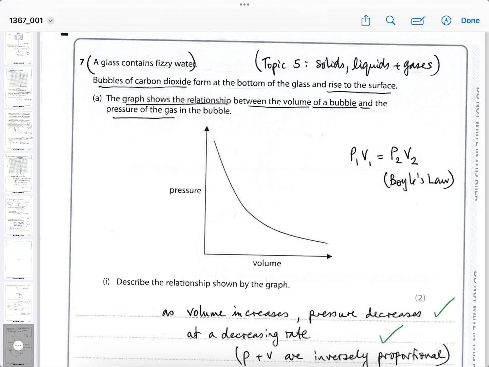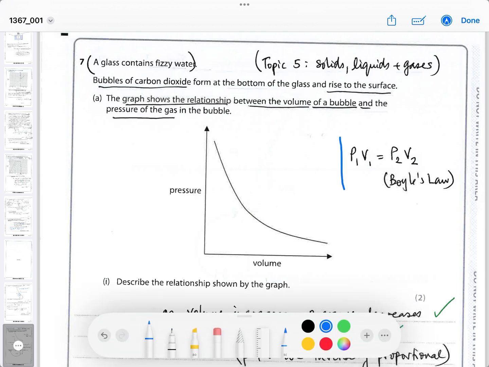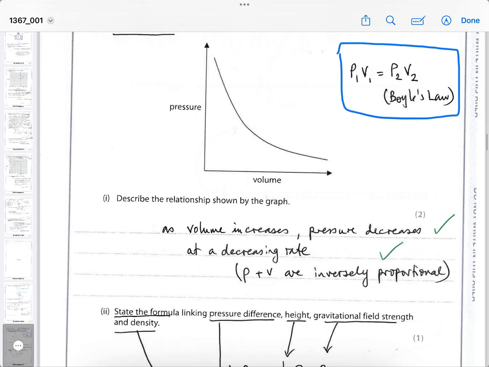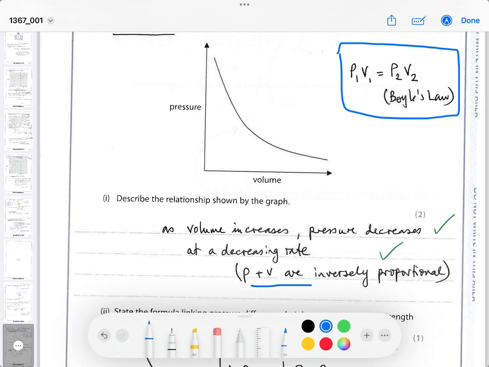The graph shows a relationship between pressure and volume, where this is Boyle's law. Yeah, and Boyle's law is P1V1 equals P2V2. My students have done this graph, they've done the experiment, they've measured the pressure against the volume, they know they're inversely proportional. So the graph shows that relationship, and you need to now consider how to answer the question. Describe the relationship. As volume increases, pressure decreases. Yes, at a decreasing rate. Or you could say, yes, P and V are inversely proportional.